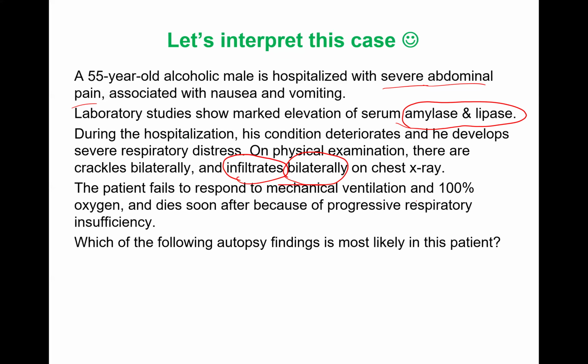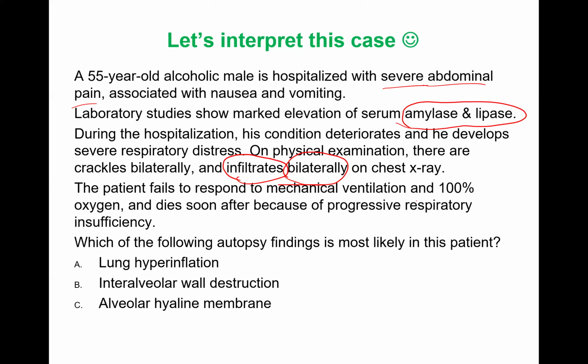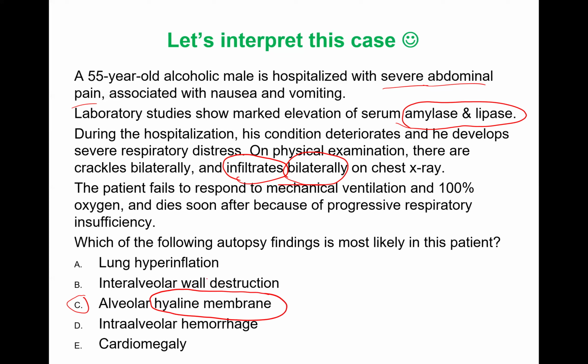Which of the following autopsy findings is most likely in this patient? Is it lung hyperinflation? Are the lungs hyperinflated? Or interalveolar wall destruction? Or is it alveolar hyaline membrane formation? Or intra-alveolar hemorrhage? Or cardiomegaly? You know, the correct answer is option C, alveolar hyaline membrane formation in both lungs, right? Very well, we understood what hyaline membrane is.